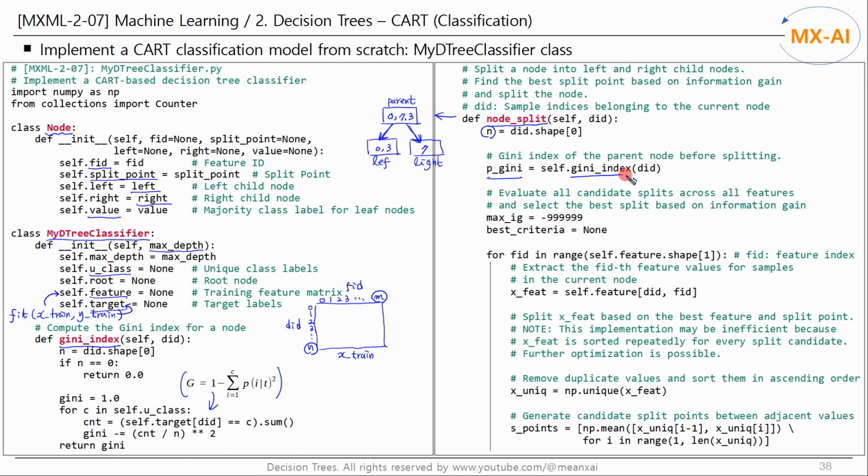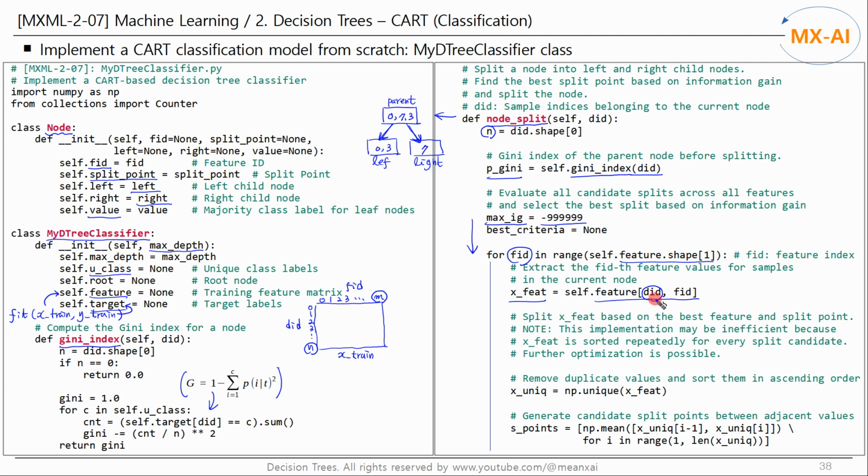First, we calculate the Gini index for the parent node. Next, we evaluate all candidate split points across all features and select the best feature and split point based on information gain. To find the maximum information gain, first initialize the max IG variable to a very small value. Then we take each feature from the training data and extract the feature values for the samples indexed by did.